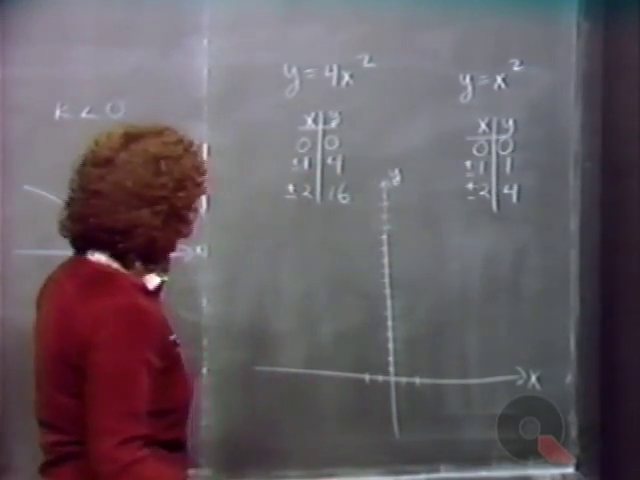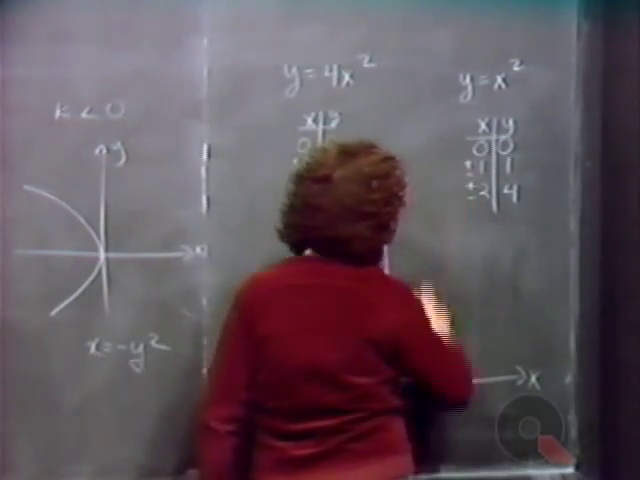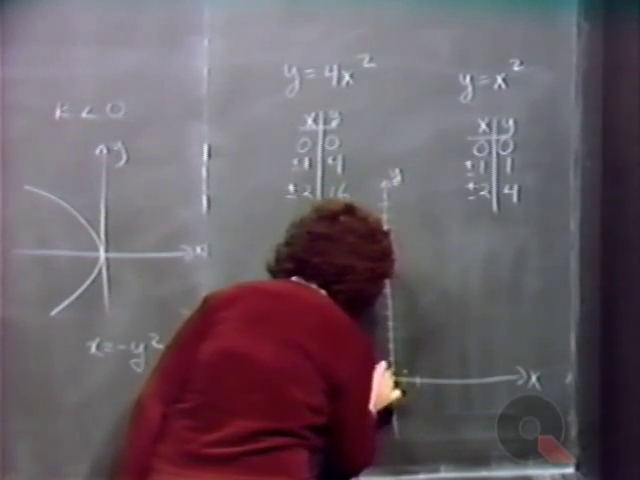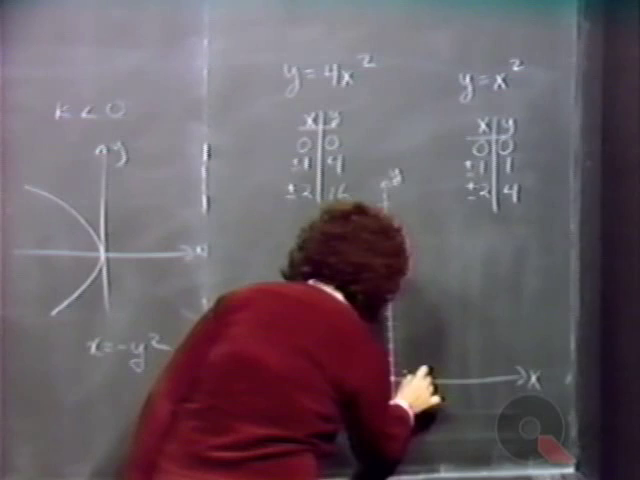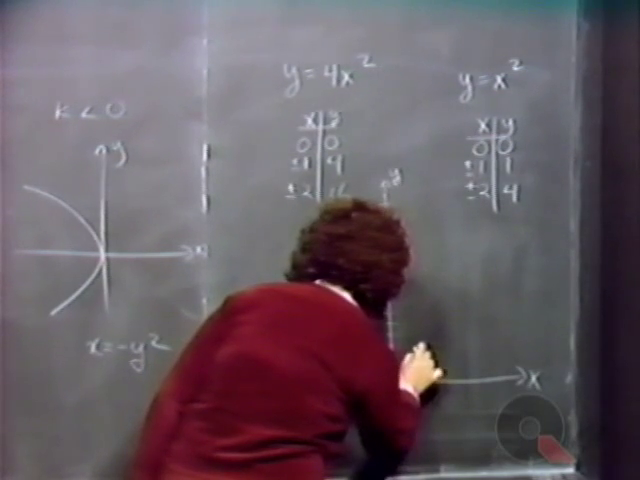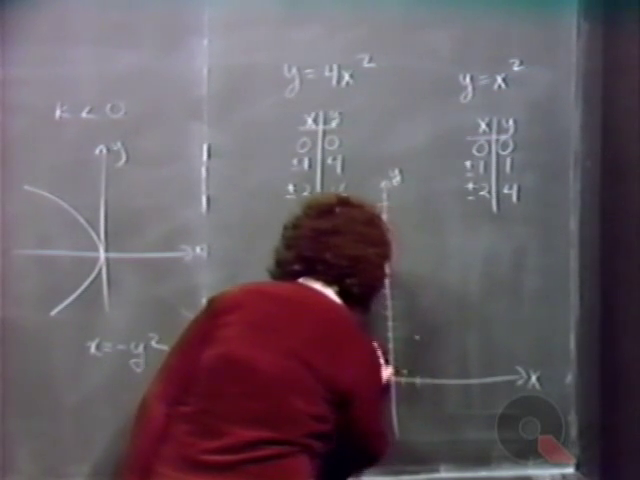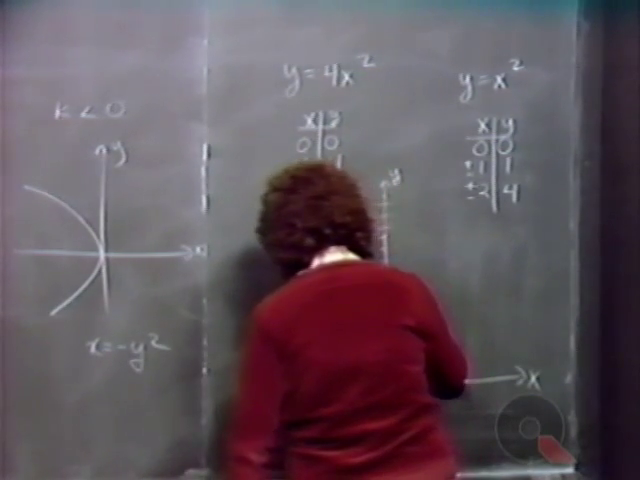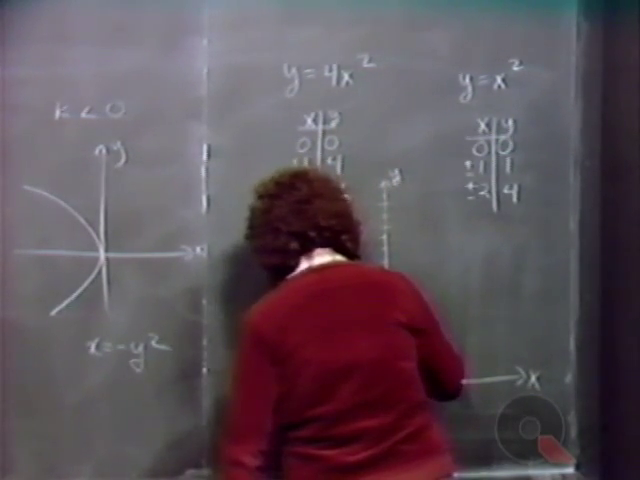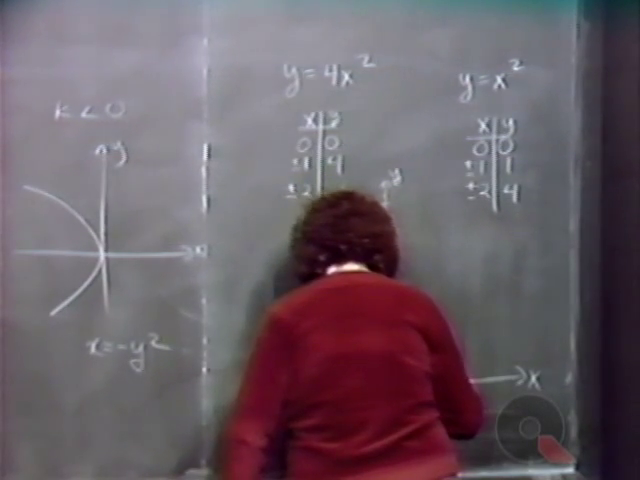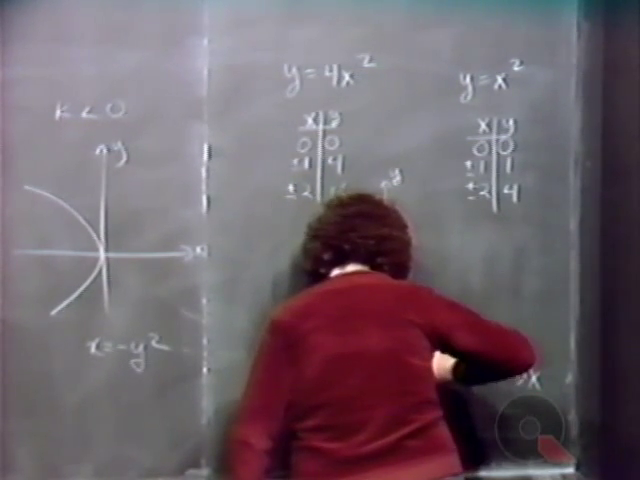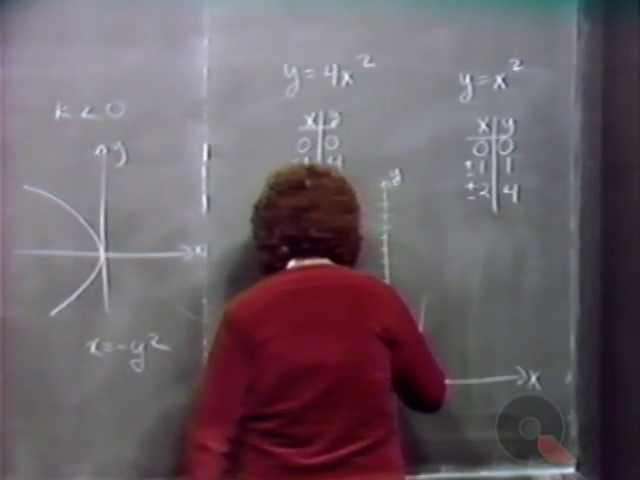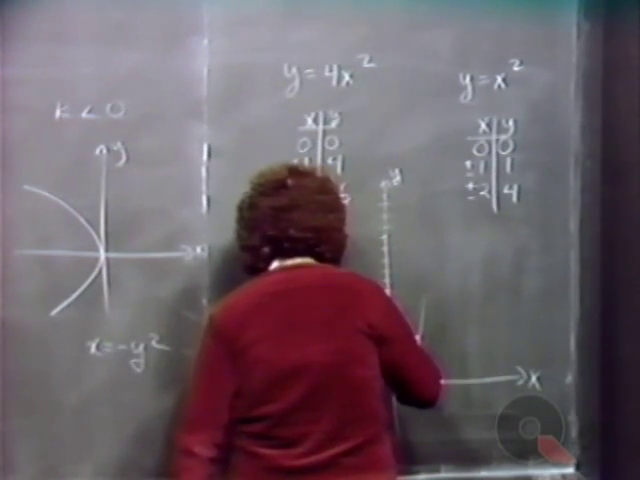All right. Now y equals x squared. Let's start by sketching that. It goes through (0, 0), (1, 1), (-1, 1), (2, 4), and (-2, 4). Okay, it looks something like that. We could plot a few more points.